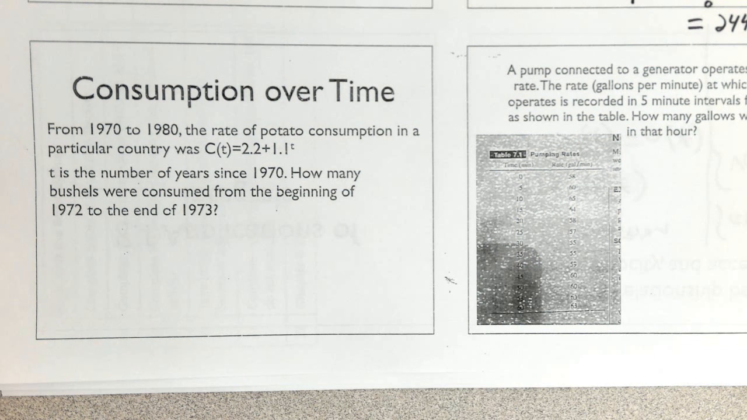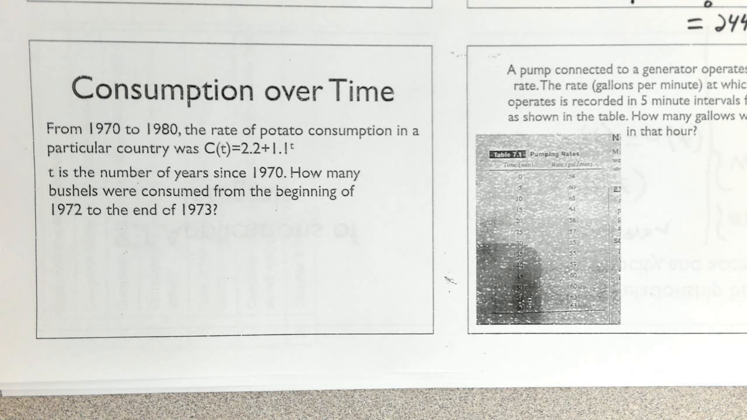Consumption over time. From 1970 to 1980, the rate of potato consumption in a particular country was C of t equals 2.2 plus 1.1 to the t, where t is the number of years since 1970. How many bushels were consumed from the beginning of 1972 to the end of 1973?